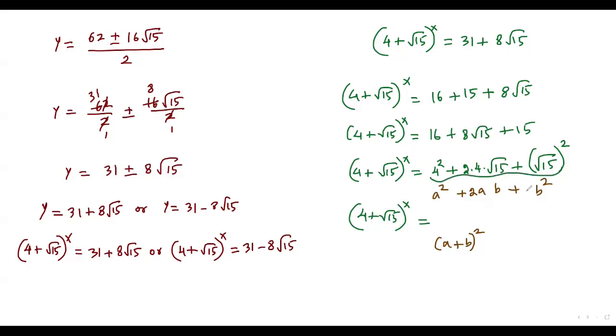Then what can I write for this one? It's very simple. At the place of a, we have 4. At the place of b, we have square root of 15. So we can write 4 positive square root of 15 the whole square. Okay, now the stuff on the left side and the stuff on the right side are equal. We have the same base on both sides, 4 positive square root of 15. So whenever two terms are equal with the same base, what we can do is equate the exponents.